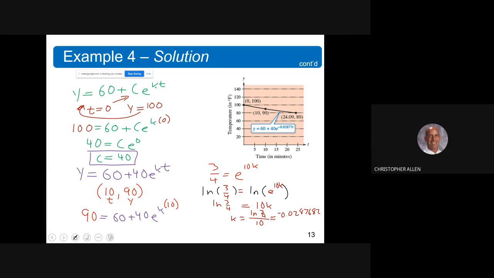In other words, y equals 60 plus 40 e to the negative 0.0287682t. Oops, there's another 0 in there. This is the particular solution that I'm looking for. That will be this equation right here. I just went through how to find that. By the way, my answer is more accurate than the one on the graph.